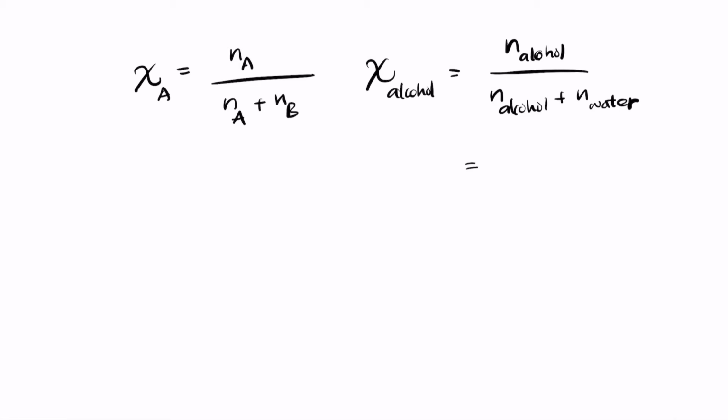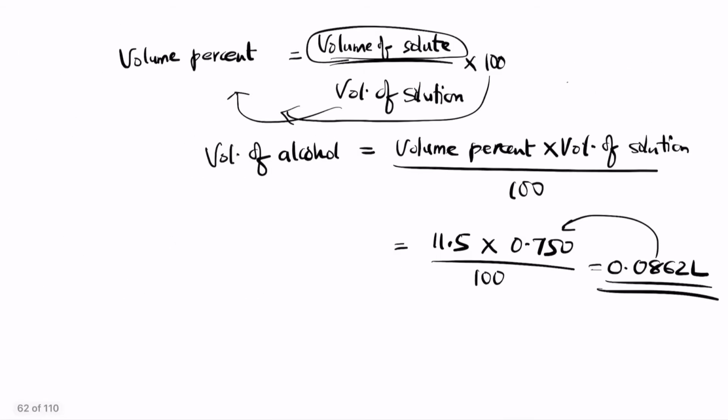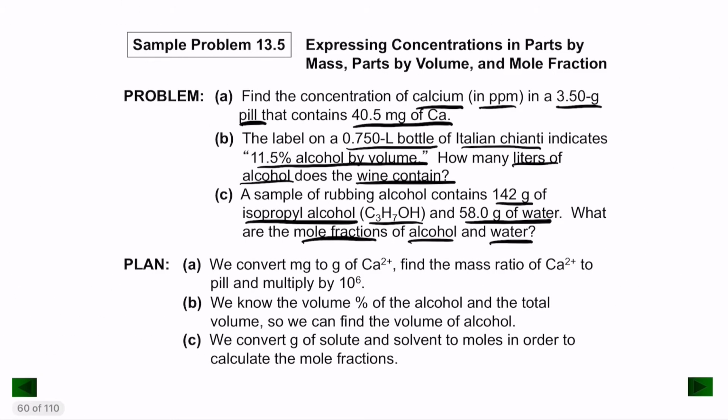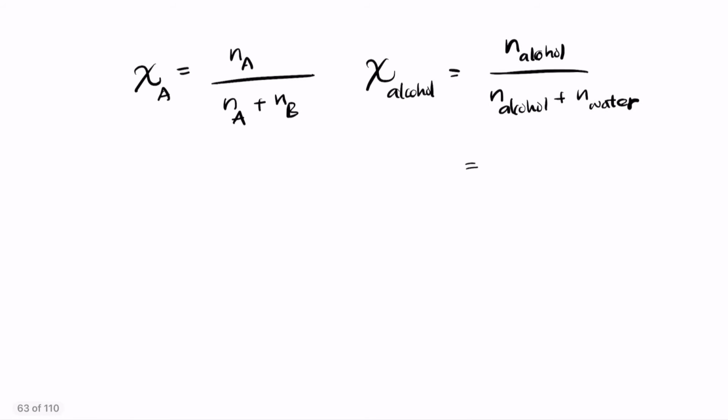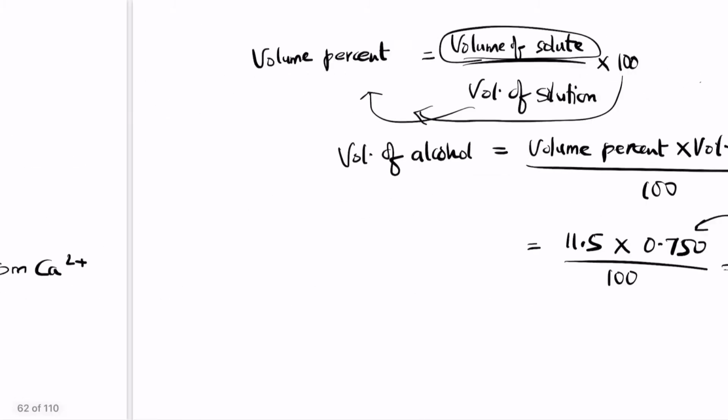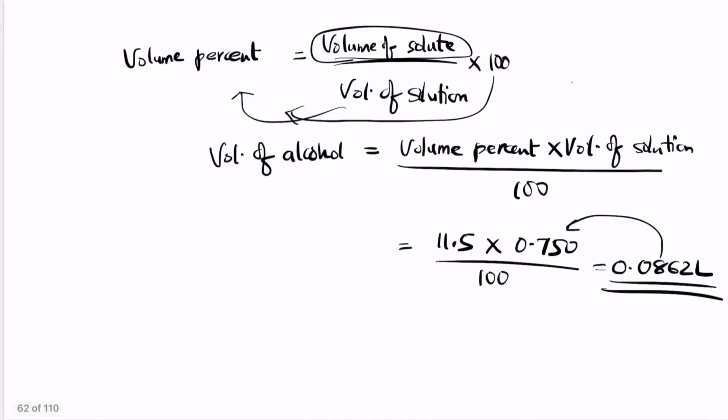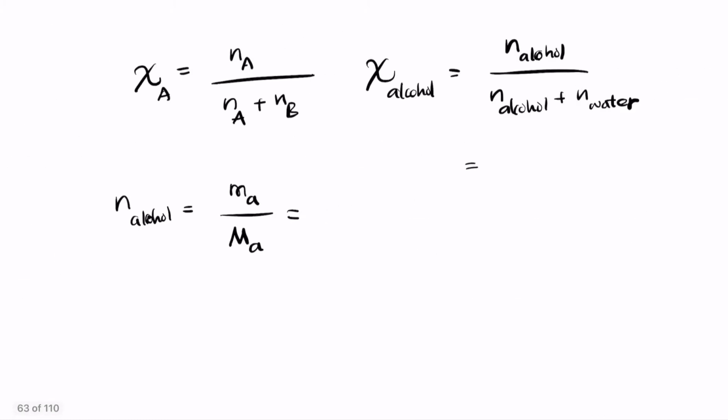Now, how do you calculate the number of moles of alcohol? First, take the grams here. They have given 142 grams of isopropyl alcohol and 58 grams of water. So first, we have to find the number of moles of alcohol. That becomes the mass of the alcohol divided by the molar mass of the alcohol. The mass of alcohol is given as 142 grams. So 142 grams divided by, what is the molar mass of isopropyl alcohol?